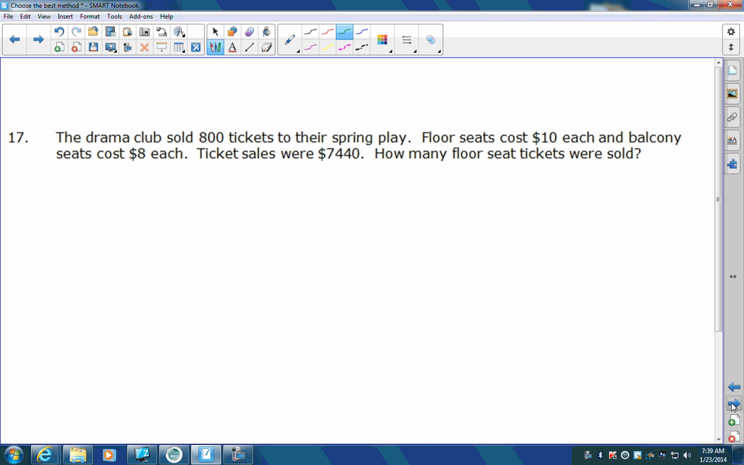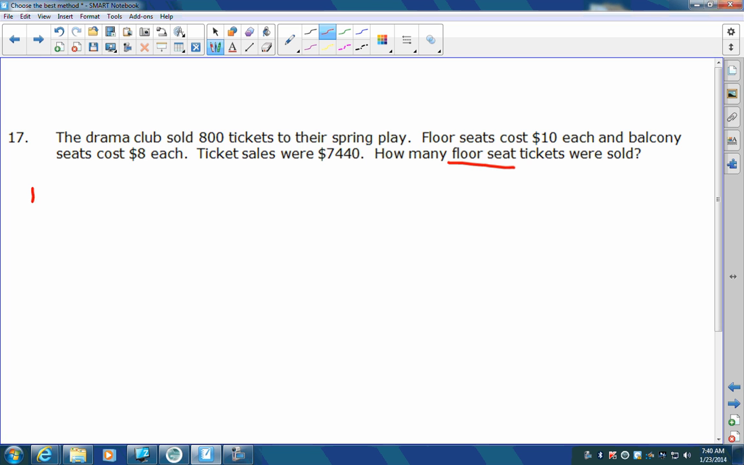Number 17. First thing we've got to do is define our variables. The drama club sold 800 tickets to their spring play. Floor seats cost $10 and balcony seats cost $8. Ticket sales were $7,440. How many floor seats were sold? It's asking us for floor seats. We've got floor seats and balcony seats.